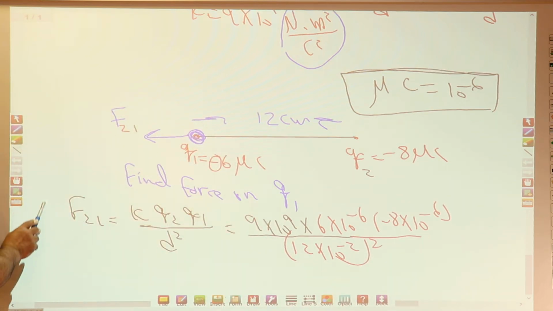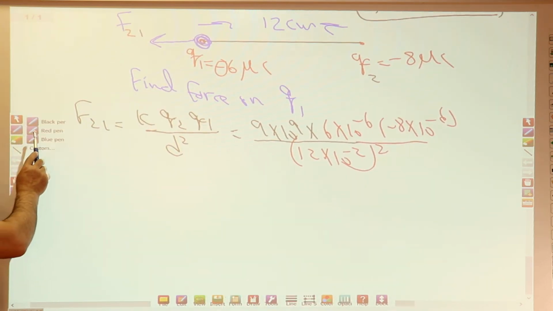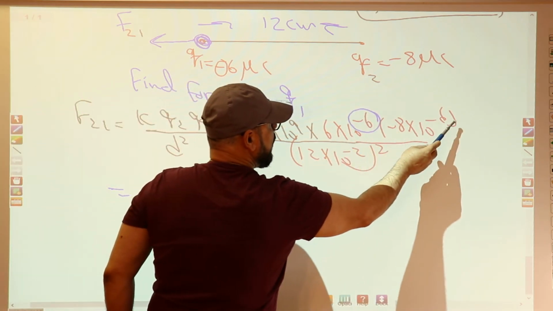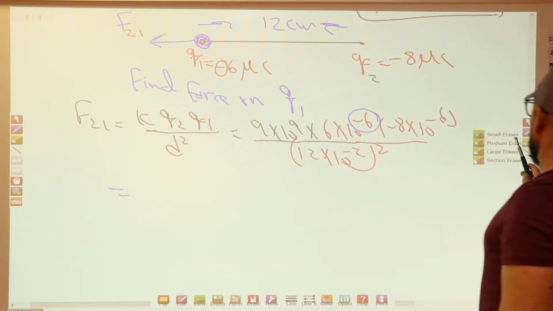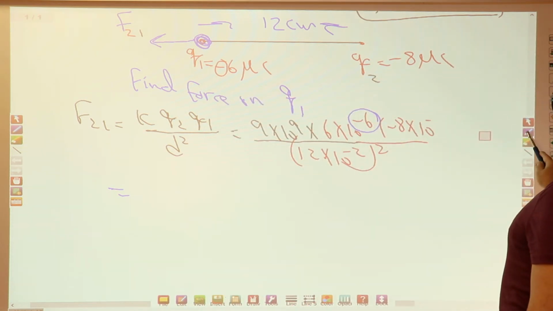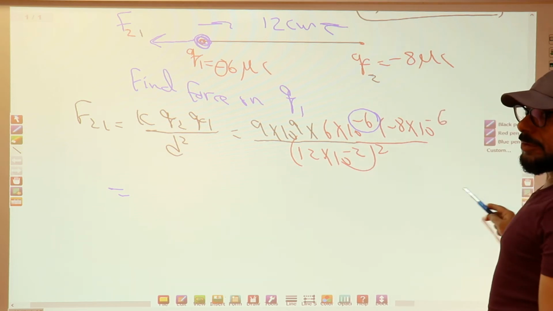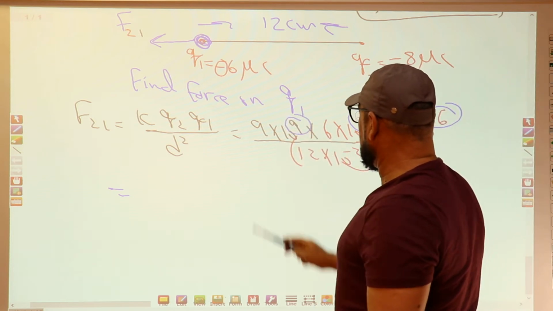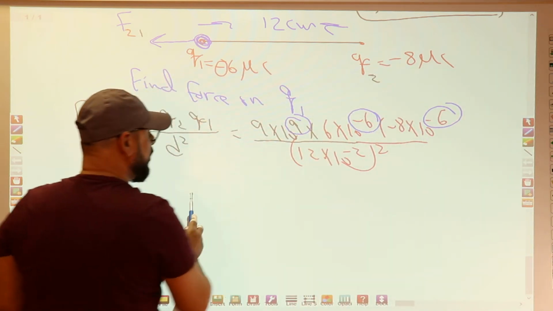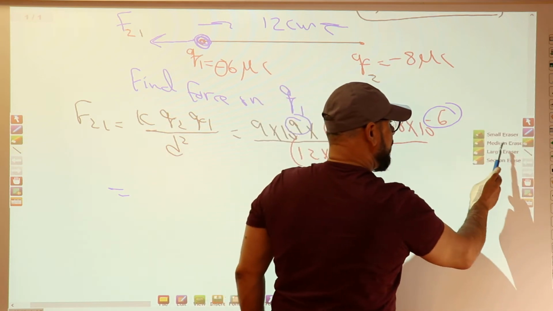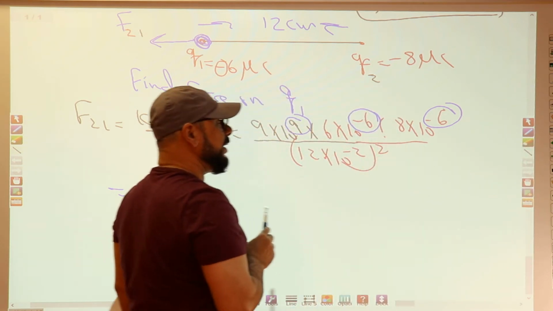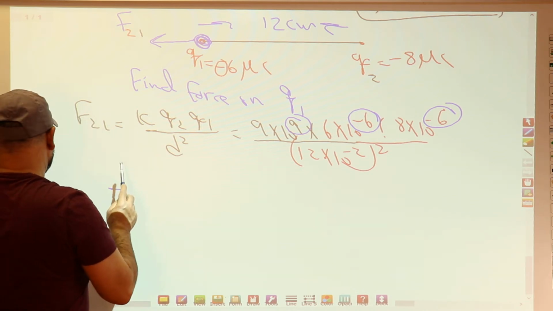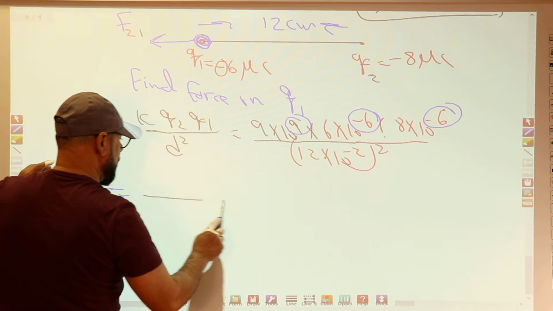Now, equal. Now look here, as I told you, this is negative 6, this is negative. And this is 9. And 9 times 6, use calculator. There is no negative sign needed. You see that? There is no negative sign needed for the force. 9 times 6.